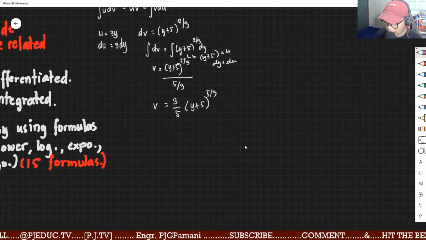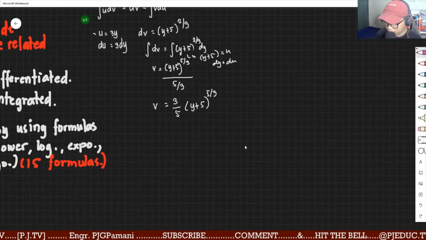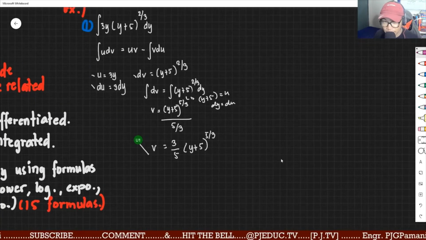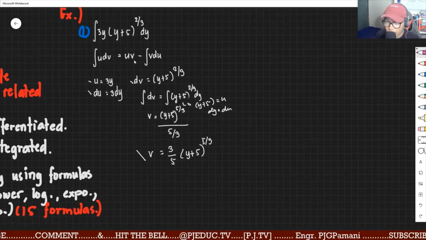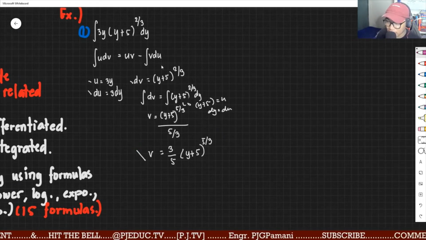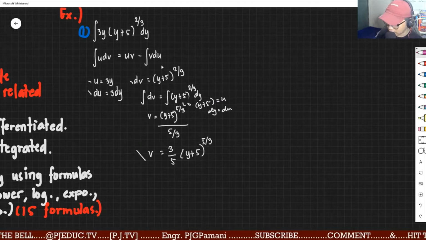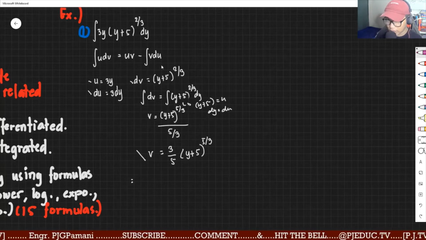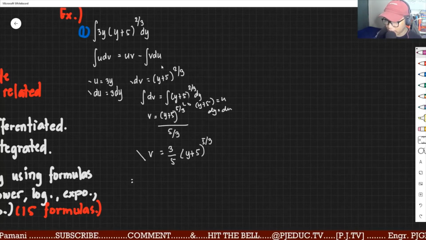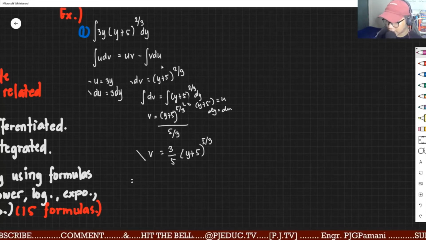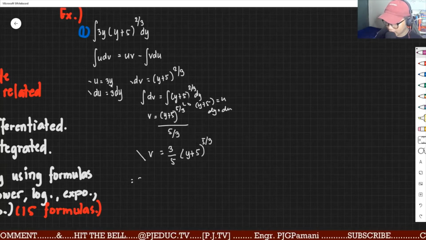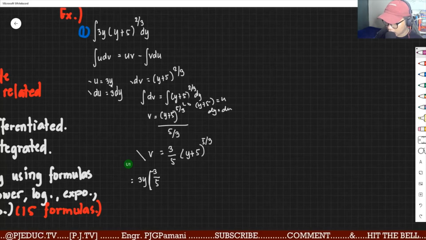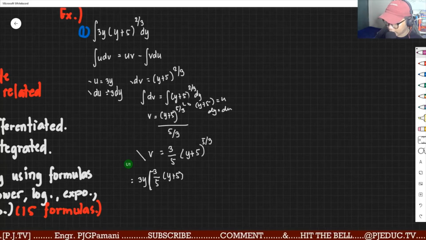Now we have the terms u, du, dv, and v. Are the four terms complete for us to evaluate this using integration by parts? Yes, they are complete. So from the integral of 3y times (y plus 5) raised to 2/3, that is now u times v: 3y times v, which is 3/5 of (y plus 5) raised to 5/3.